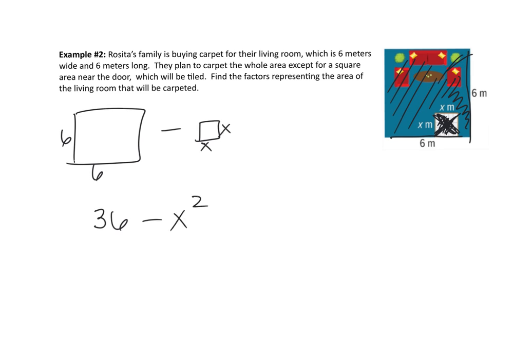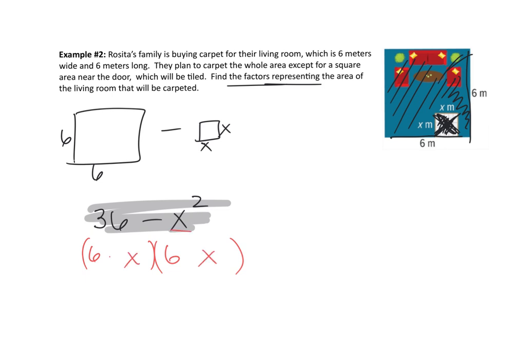Now it does say, could you find the factors representing the area? Well, can you factor this? Could you factor that right there? Looks like the difference of two perfect squares. So the square root of 36 is 6. The square root of x squared is x. So it's 6 minus x and 6 plus x. And you just wrote the area as two factors, or I should say the product of two factors.